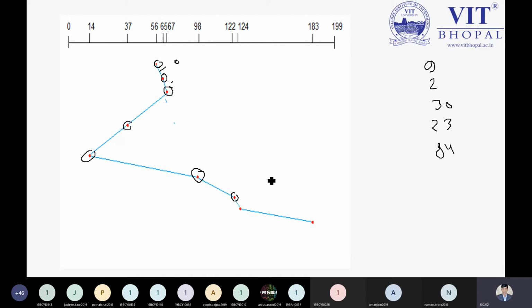So you can subtract 122 minus 98. What value are you getting? 24. Yeah, good. So 24, and then 2, and at the last, what value do we have? 183 minus 124, so it is 59. Am I right? Yes, sir. And add all these values.